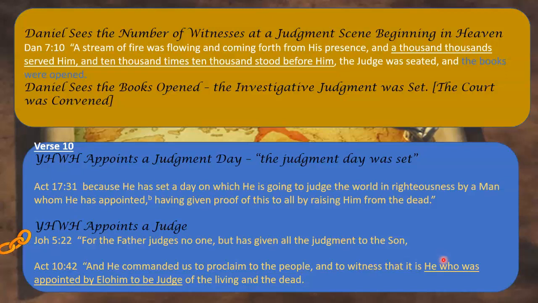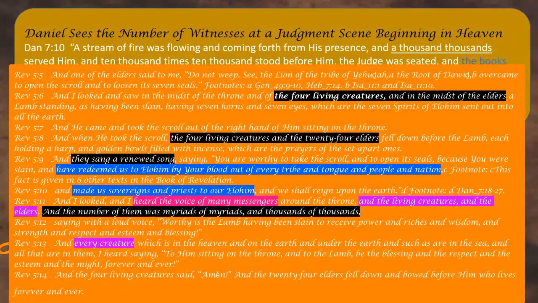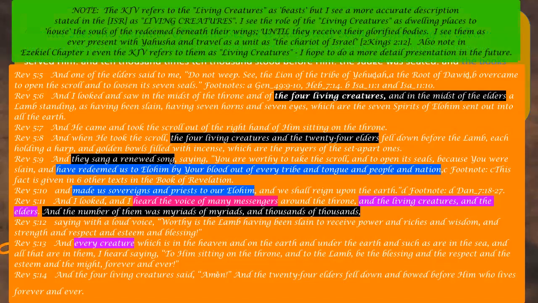And when he had taken the book, the 4 beasts and the 24 elders fell down before the Lamb, having every one of them harps and golden vials full of odors, which are the prayers of saints. And they sang a new song, saying, Thou art worthy to take the book and to open the seals thereof, for thou wast slain and hast redeemed us to Elohim by thy blood out of every kindred and tongue and people and nation, and hast made unto our Elohim a king of priests, and we shall reign on the earth.